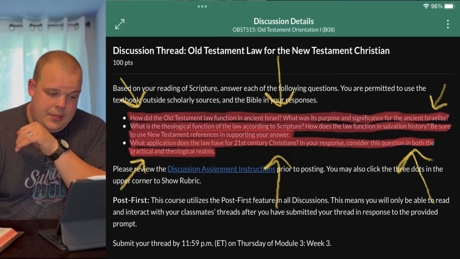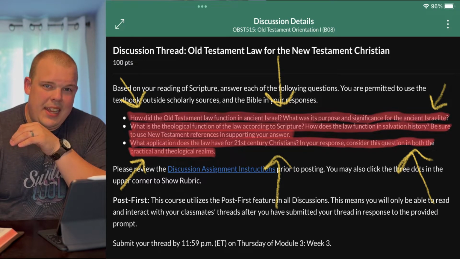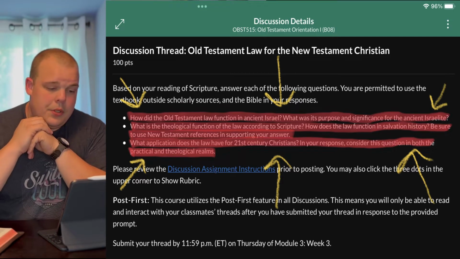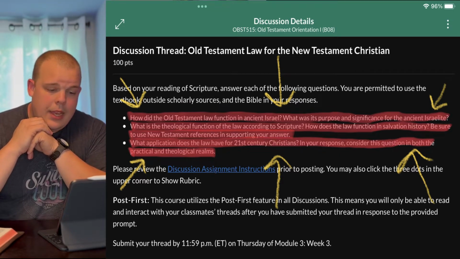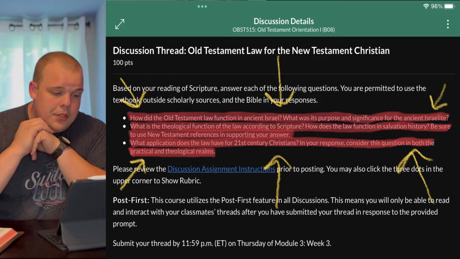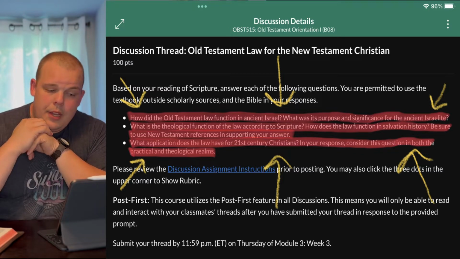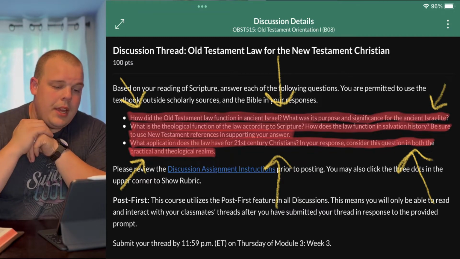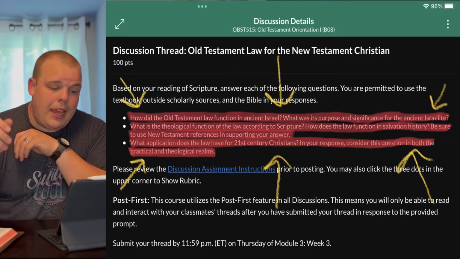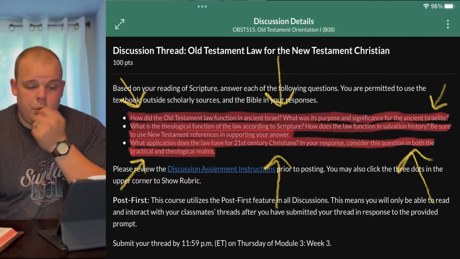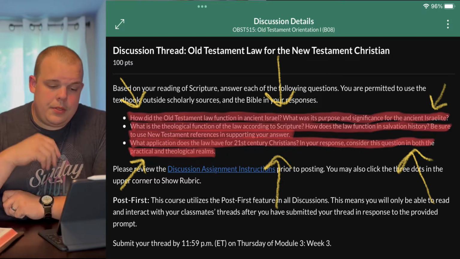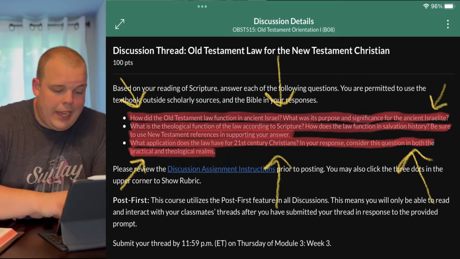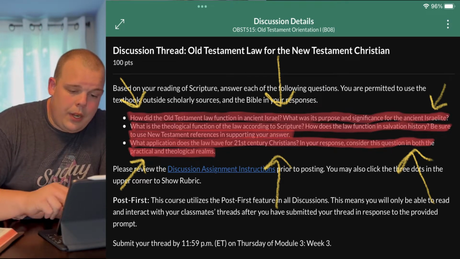And then it goes on to step 2, which would essentially be the second section of your forum post, and that is: what is the theological function of the law according to the scripture? How does the law function in salvation history? Be sure to use New Testament references in supporting your answer. And then the third section for this post would be answering the question: what application does the law have for 21st century Christians? And in your response, consider this question in both the practical and theological realms.